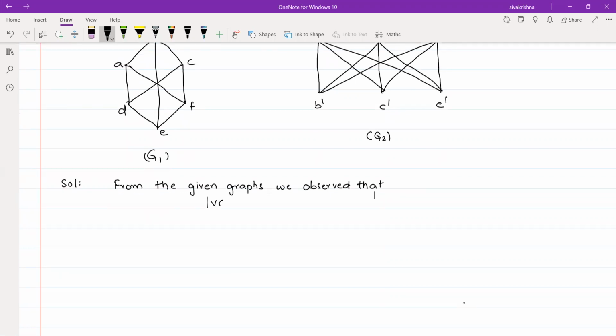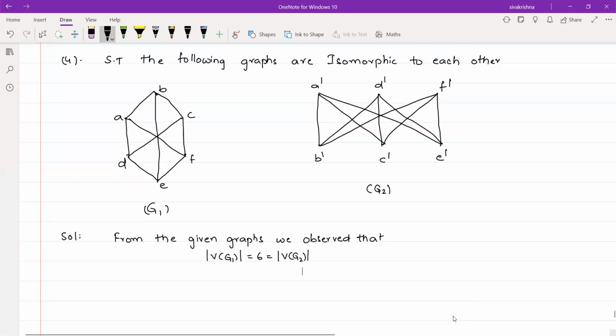Order of V of G1, meaning the number of vertices in graph 1, is equal to 6, and that is equal to order of V of G2, meaning the number of vertices in graph 2. Okay, and also we are having the same number of edges in both the graphs G1 and G2. Now we are checking. In graph 1 we are having a total of 9 edges. Now I am counting the edges.